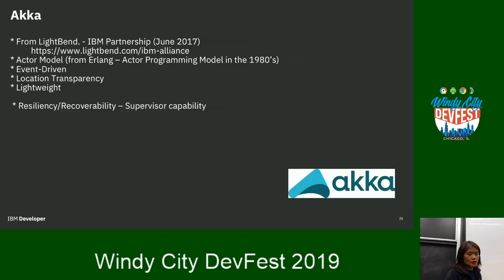They're just similar essentially. So just quickly too, I just want to again talk a little bit about Akka. Akka is IBM's partnership with Lightbend. The Akka model actually already existed. It's not a brand new thing. It's basically from the 1980s, from the Erlang programming model. Akka borrowed from that concept. And it's event-driven, location transparent, lightweight. And again, I point out the supervisor capability. It's really pretty powerful in terms of taking care of failure scenarios.